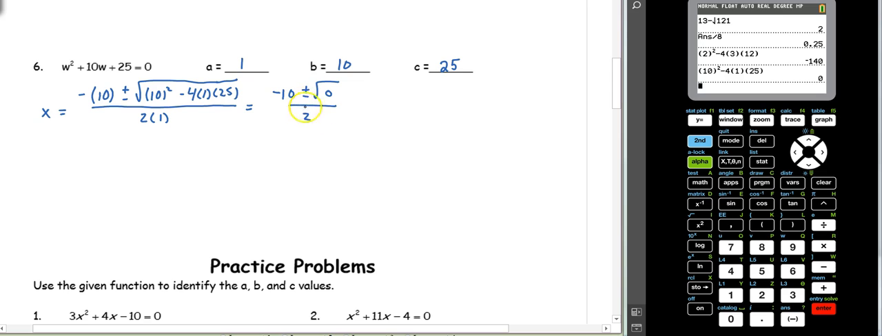Remember, we already know that the square root of 0 is 0. So this is really -10 plus or minus 0 over 2. Plus or minus 0 isn't going to change the -10. So it's really just -10 over 2, which is -5. Remember, you're only going to get one solution for x if your square root is 0.